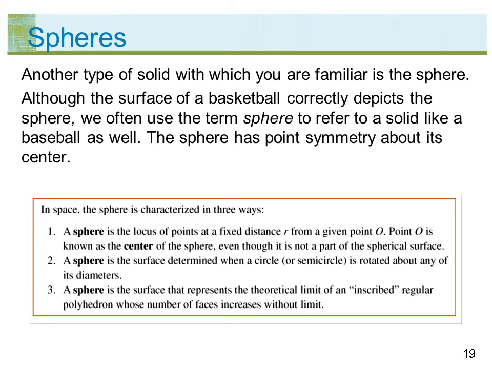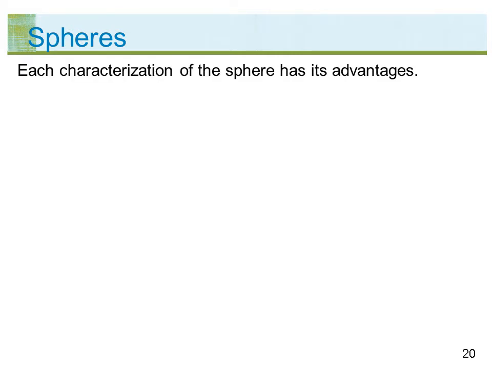Number 1. A sphere is the locus of points at a fixed distance r from a given point O. Point O is known as the center of the sphere, even though it is not part of the spherical surface. 2. A sphere is the surface determined when a circle or semicircle is rotated about any of its diameters. 3. A sphere is the surface that represents the theoretical limit of an inscribed regular polyhedron whose number of faces increases without limit. Each characterization of the sphere has its advantages.